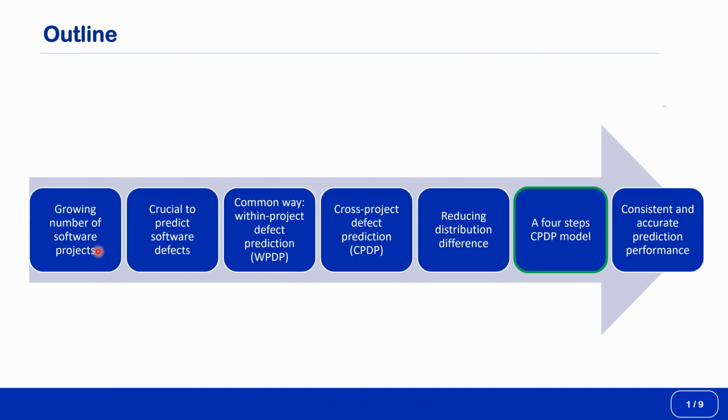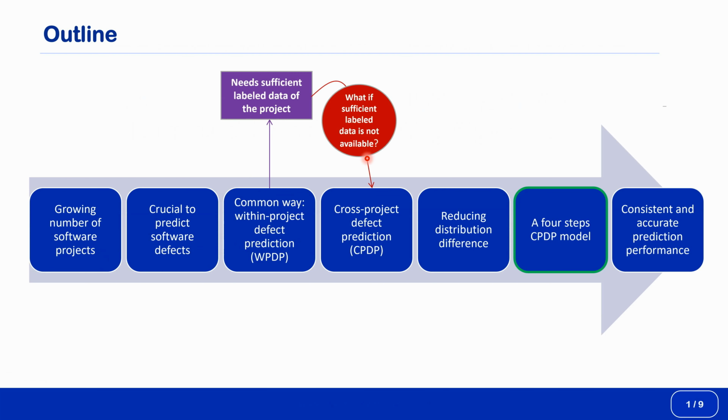A growing number of software projects makes it increasingly crucial to predict software defects. A common way to reach this goal is using within-project defect prediction, or WPDP. But these models need sufficient labeled data of the same project. So there is a question: what if sufficient labeled data is not available? In this situation, we should use cross-project defect prediction, or CPDP.